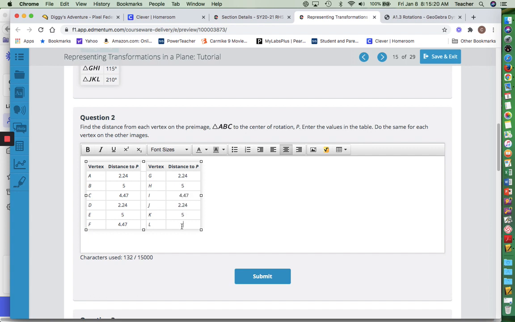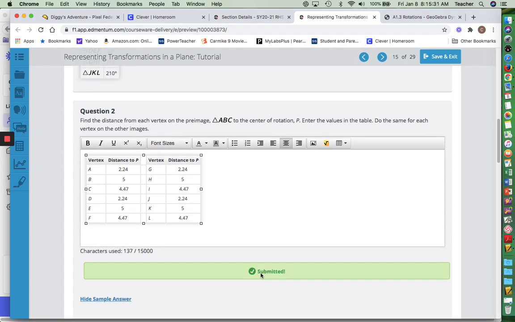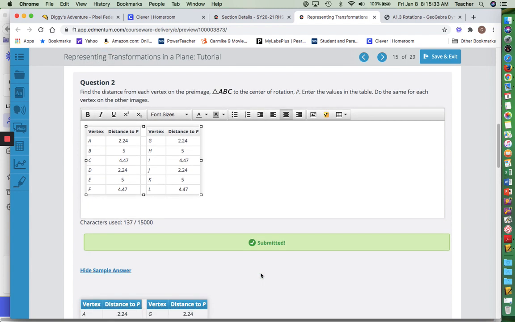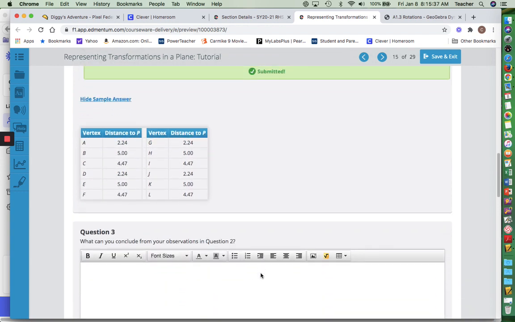Now the reason why they're all the same is because in a rotation, the distances don't change. You're taking the exact same figure and you're rotating it around a point. So the distances aren't going to change themselves. They're just going to rotate. All right, got that done.